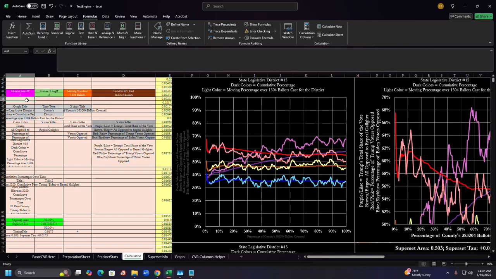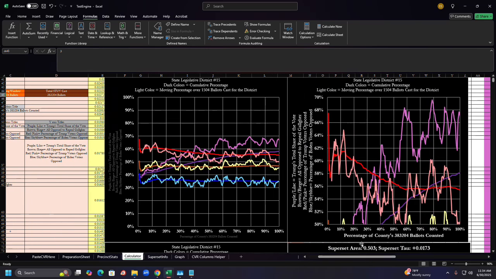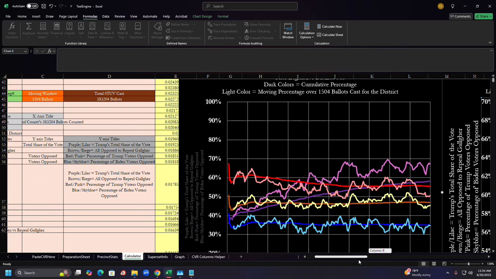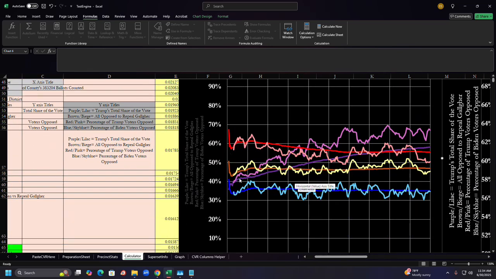So, what does this graph tell you? If we take a look at it, the solid colors are the cumulative percentages. So purple is Trump's share of the vote over time. Brown is the total opposed rate. Red is the Trump voters that are opposed to it. Blue is the Biden voters opposed to it.